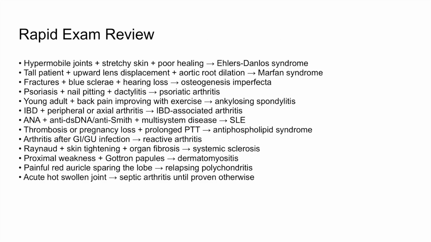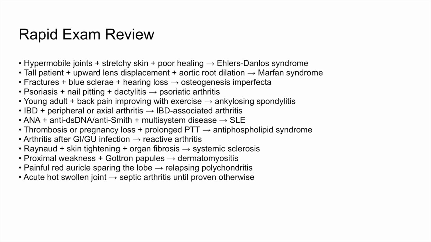So here's our rapid exam review for this section. Think Ehlers-Danlos when hypermobile joints occur with stretchy skin and poor healing, and think Marfan with the tall patient with ectopia lentis and aortic root disease. Psoriasis with nail pitting and dactylitis suggests psoriatic arthritis, while inflammatory back pain in a young adult suggests ankylosing spondylitis.